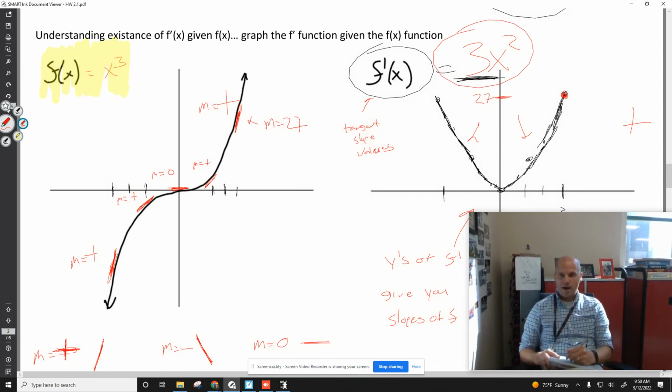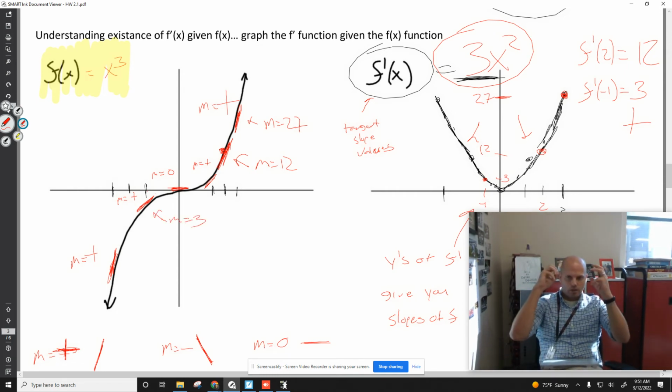This helps us find these y values. Plug in 3, you get 27. Boom, that slope's 27. In class, we plugged in 2. We got 12. This y coordinate at 2 is 12. That's telling me that this slope at 2 is exactly 12. Plug in -1. Plug in -1 squared, you get 1 times 3, you get 3. This y coordinate at -1 is 3. That means this slope at -1 is exactly 3.